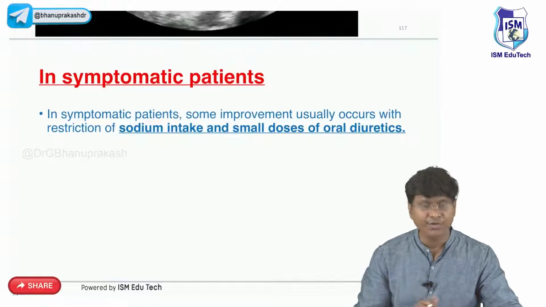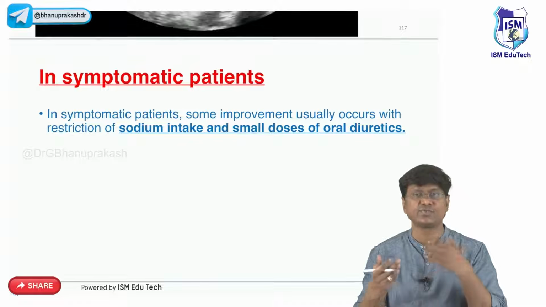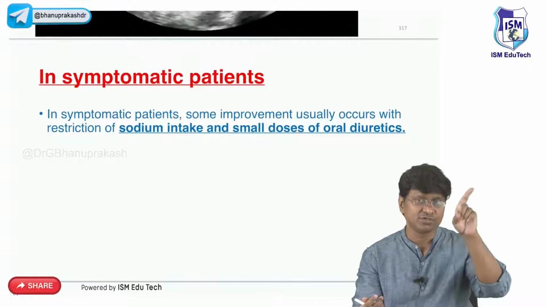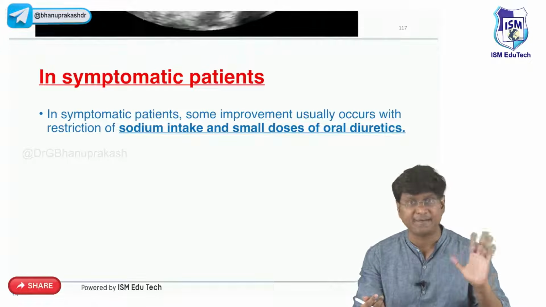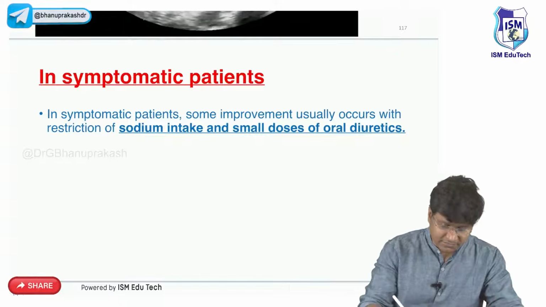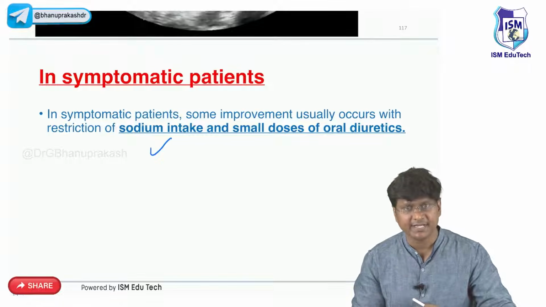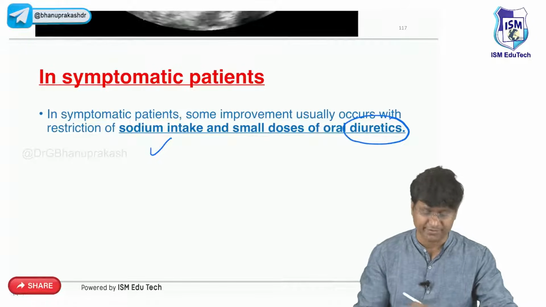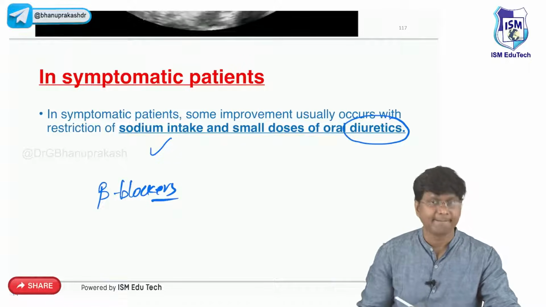Now, how do you treat these patients with the mitral stenosis? See, these patients with mitral stenosis, why do they become symptomatic? Either because of pulmonary edema, that is because of the backflow of blood, or because of your atrial fibrillation, where the individual can develop palpitations. So these patients have to be advised to reduce the sodium intake, and you should give small doses of diuretics, and then you should also give beta blockers in this patient.